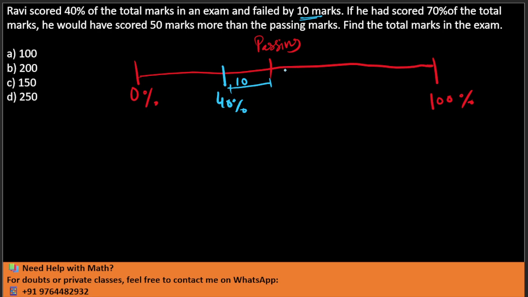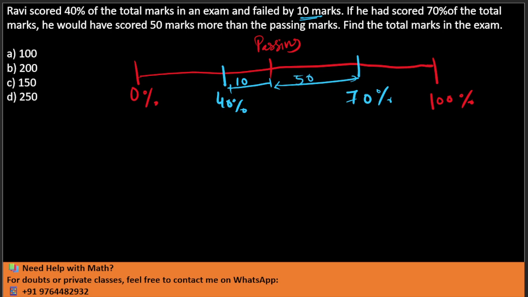So I can say that since he is passing the exam, 70% will be lying somewhere here. So this is 70%, and how much more than the passing marks? It is 50 marks, right?